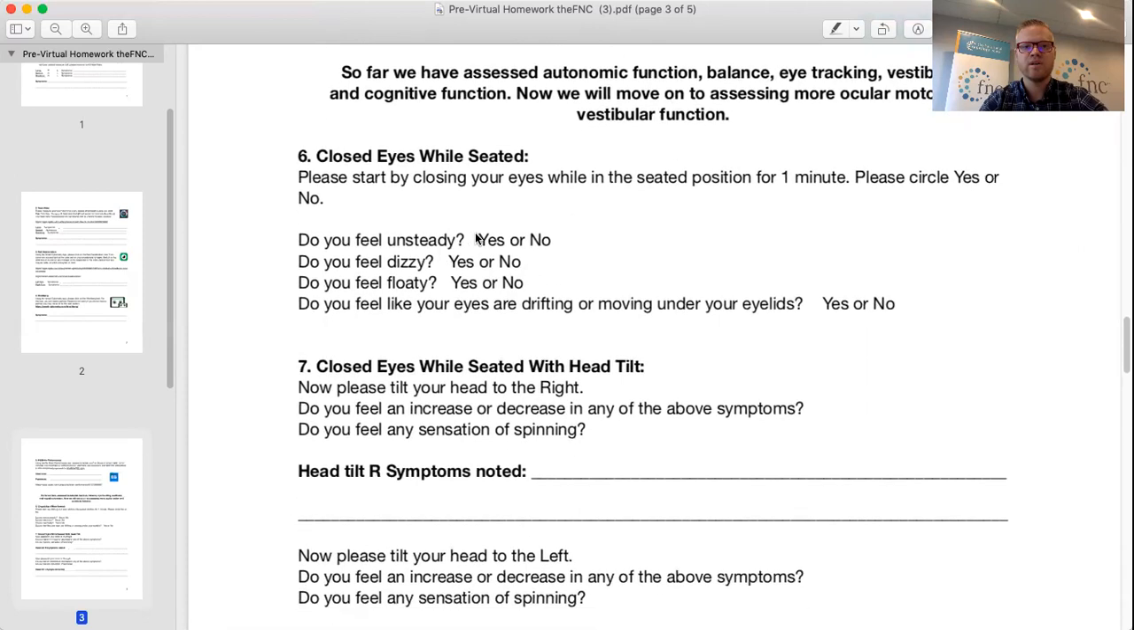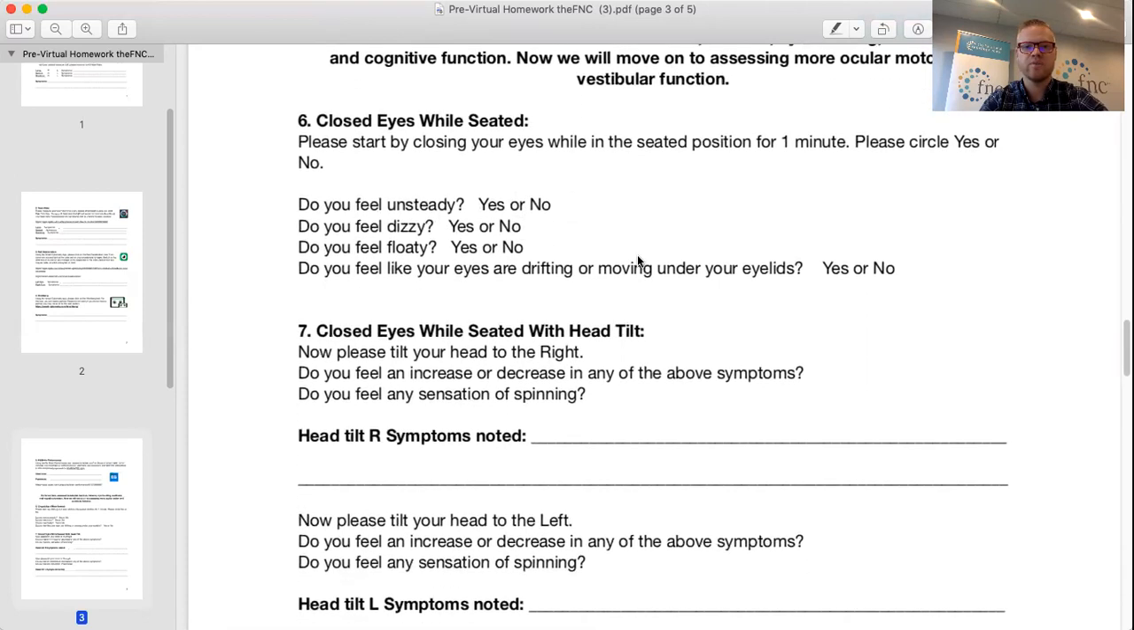So eyes closed, while seated, we're looking to see if maybe you have nystagmus, maybe your eyes are actually doing some sort of drift, maybe there's a slow phase and a fast phase. If you're feeling floaty, it could be from multiple reasons. Usually it's a central otolithic disorder. If you feel dizzy with your eyes closed, there's something that's probably going on with the feedback from your neck or your central vestibular. And if you feel unsteady, again, it's probably either coming from the neck or central vestibular.